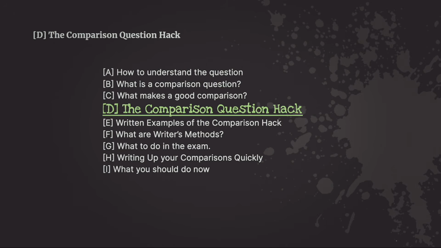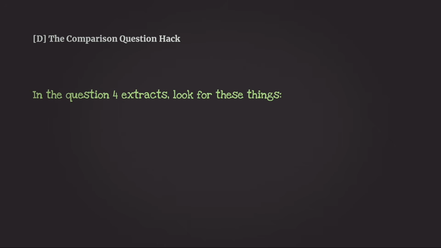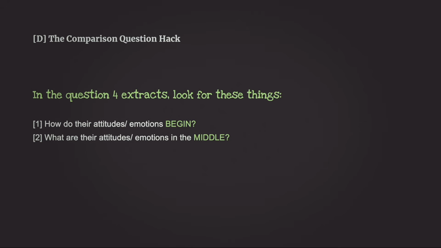Section D, the comparison question hack. So in the question 4 extracts, look for these things. Number 1, how do their attitudes and emotions begin? What are their opinions or emotions about in the middle? And then how do their attitudes and emotions end? Right, why does this work? It just seems so simple.